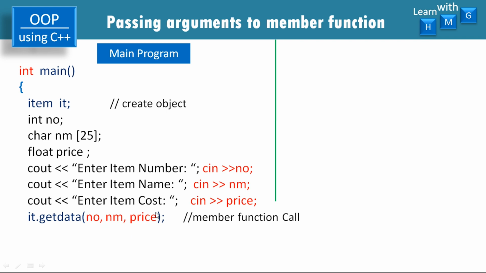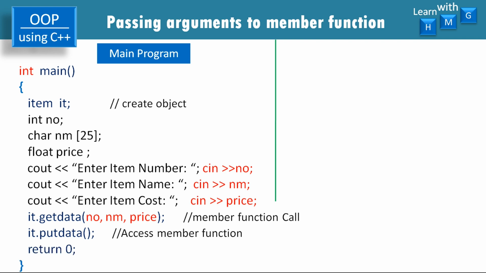In the function definition we have written their declarations, so they are formal arguments, they are not representing actual values. Here these are the actual arguments because they are actually representing the values which we just accepted from the user in the input operation. Now after calling the getdata function, your it object is initialized with the values no, nm and price. Let us display it using the putdata function. So here it dot putdata function is called, and the values will be displayed.